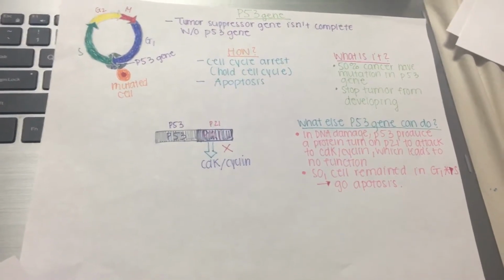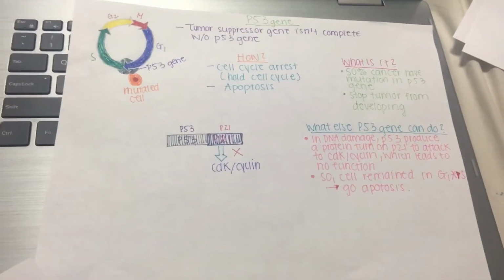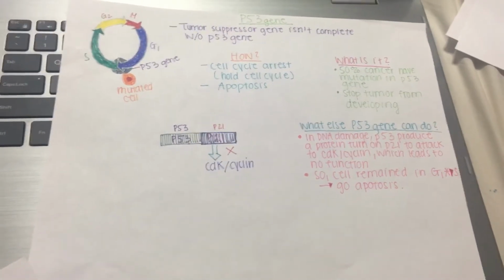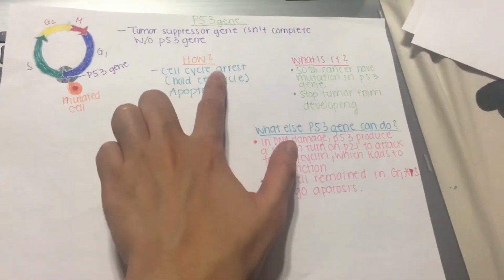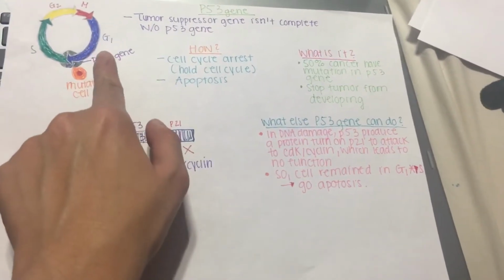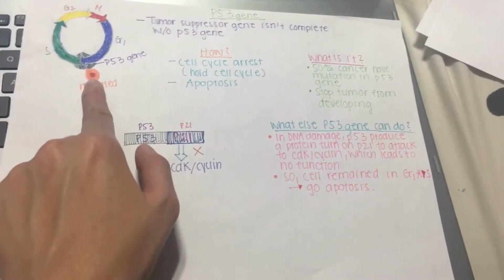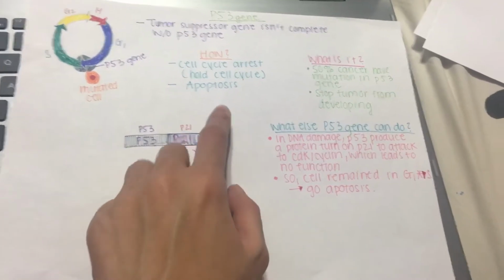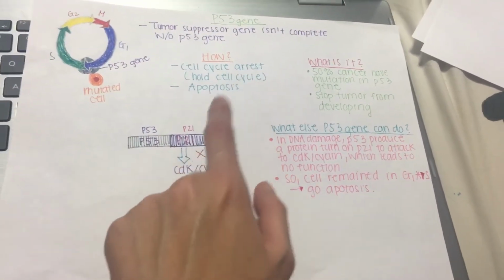Now I will talk about the mechanism of the P53 gene. It will either arrest the cell cycle, which means holding the cell at G1 so it will not move to S phase, or trigger apoptosis, which means the cell kills itself.